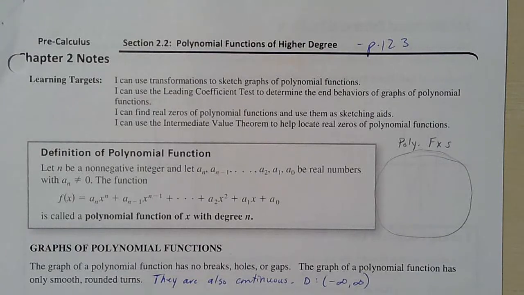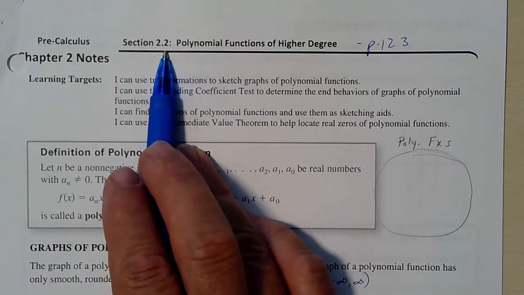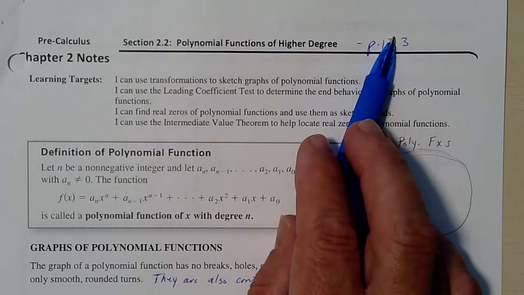Okay, welcome back. Section 2.2, day one. Today we're going to start our polynomial function units. We'll be covering polynomial functions in this section, 2.3, 2.5, and I believe one more after that. So it extends through quite a few sections. It begins on page 123.